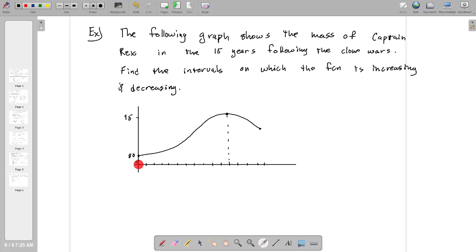So on the interval from 0 to 11, we can see that our curve is going up. And this is true because if you draw a vertical line, again corresponding to an x value, as we move from left to right, you can see the curve rising. But then it stops at year 11.